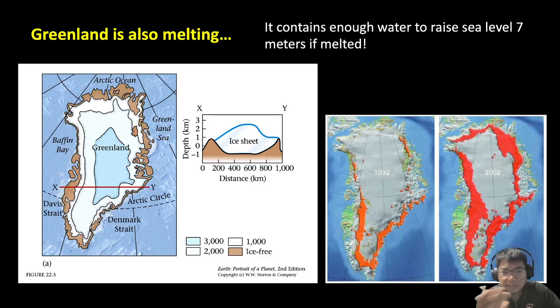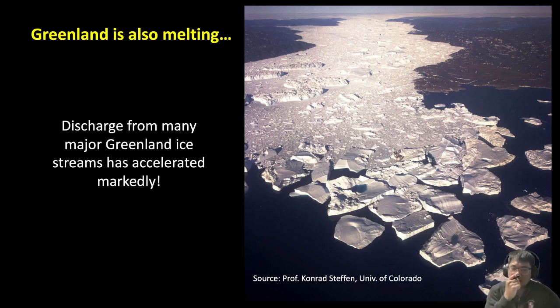But here is another example of melting of glaciers, in Greenland. So this is Greenland right here. We have an ice sheet sitting right on that land, and Greenland ice volume is also shrinking, as illustrated by this model on the right side of your screen. It contains enough water to raise sea level 7 meters if melted. So there are very serious problems occurring right now on Earth, and this is something that you all need to know.